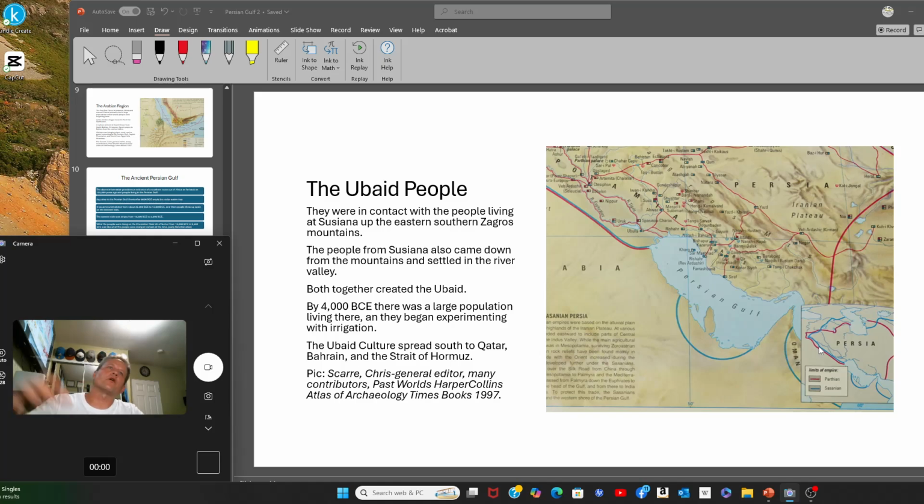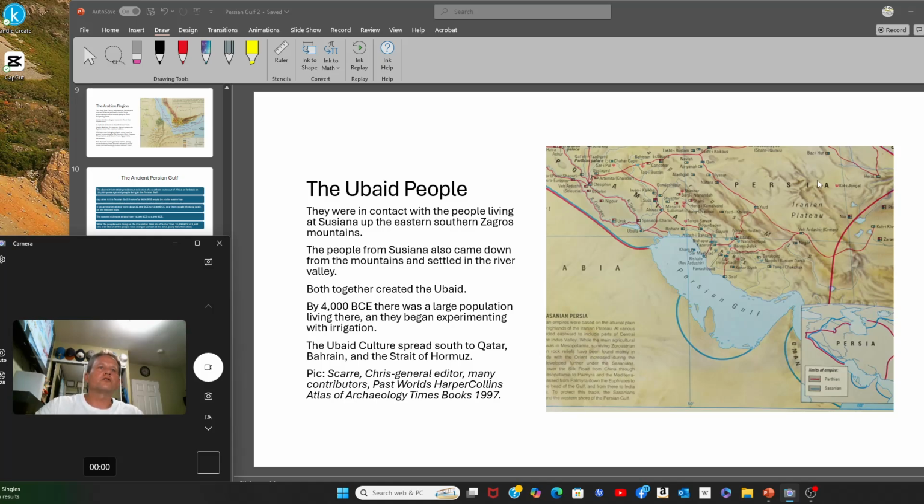Okay, so the people that were already down in Sumer, like at Eridu, and then the people of Susiana or Susa, that's the same as where Susa is, are coming down out of the mountains and mixing with them. And then he's saying those are what became the Sumerians, or the Ubaid people. And then the Ubaid became the Sumerians. By 4000 BCE, there was a large population living there, and they began experimenting with irrigation.